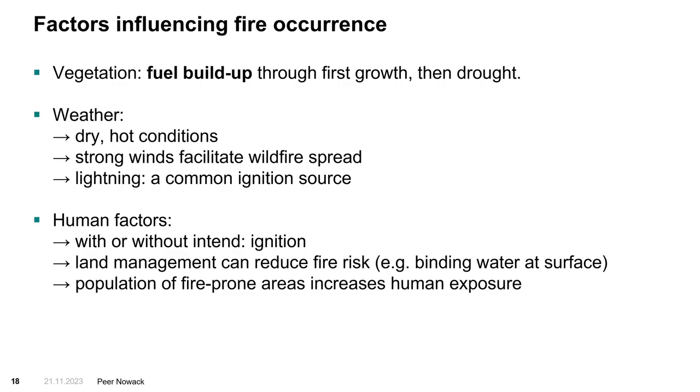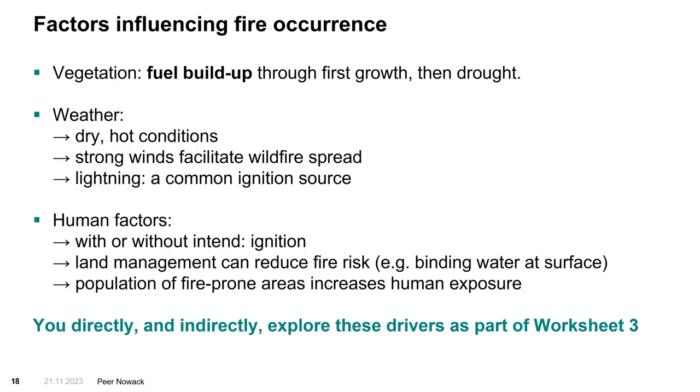But humans can also have a positive impact. So sometimes land management can reduce fire risk. We've seen this maybe in some areas in Africa, for example. There are various ways of how this can happen. Changes in vegetation being grown and keeping water at the surface, being sort of prevented from evaporating. So if you can bind more water at the surface, you reduce the seriousness of drought. And then also, the element of population in fire-prone areas, basically seeing an increased exposure over time. This is what makes it into the news.